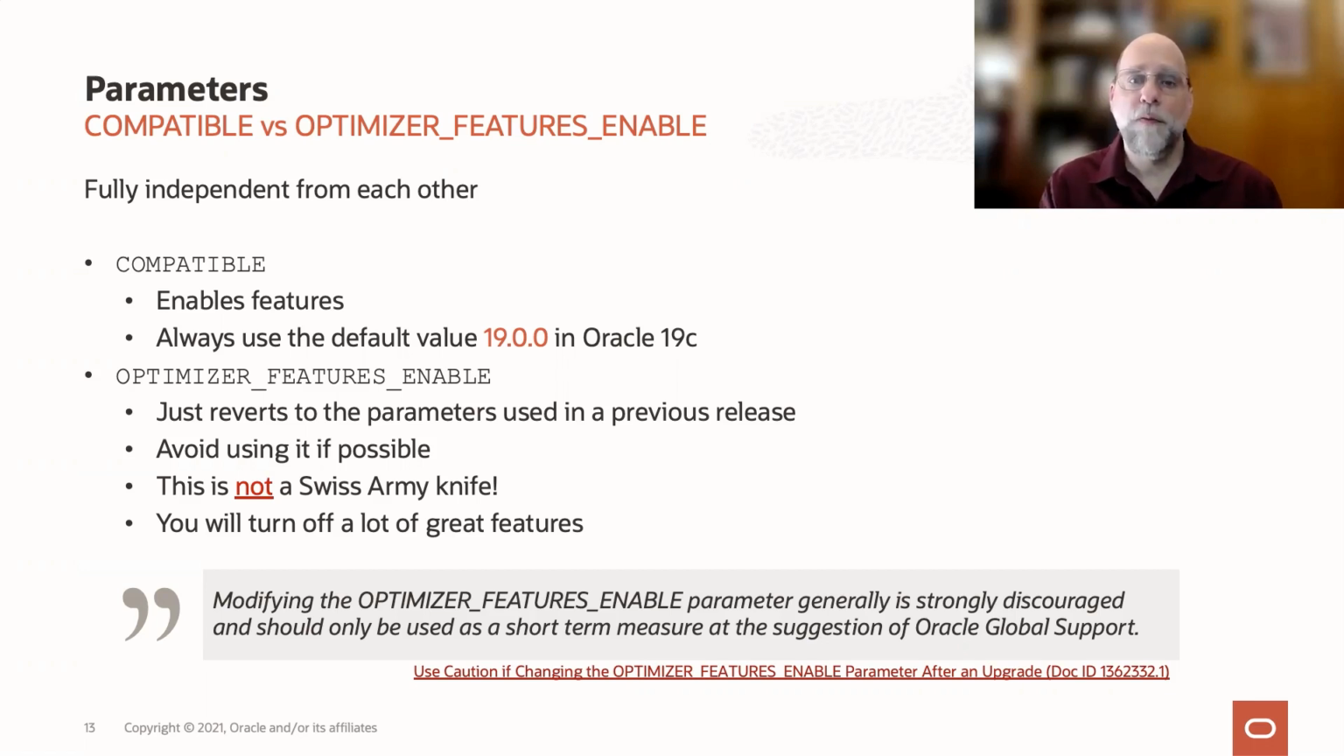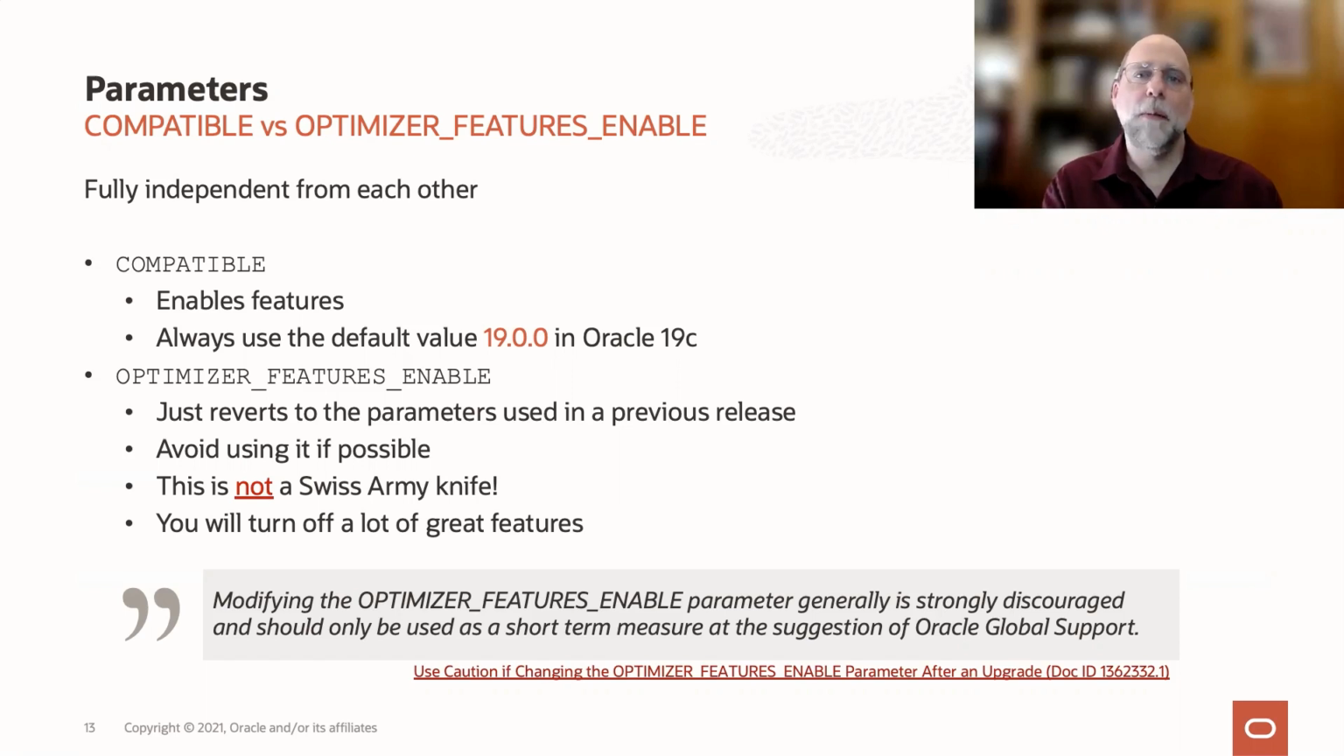What they won't affect, what the compatible parameter does not affect, is the optimizer. Now, the optimizer has its own parameter, optimizer features enable, which will affect the use of new optimizer features in the database. So every release, the optimizer team comes out with new and innovative ways to optimize your queries based on different join methods or different ways of decomposing queries and subqueries that can just make more effective use of either modern technology, like, say, persistent memory, or other features such as different types of partitioning.